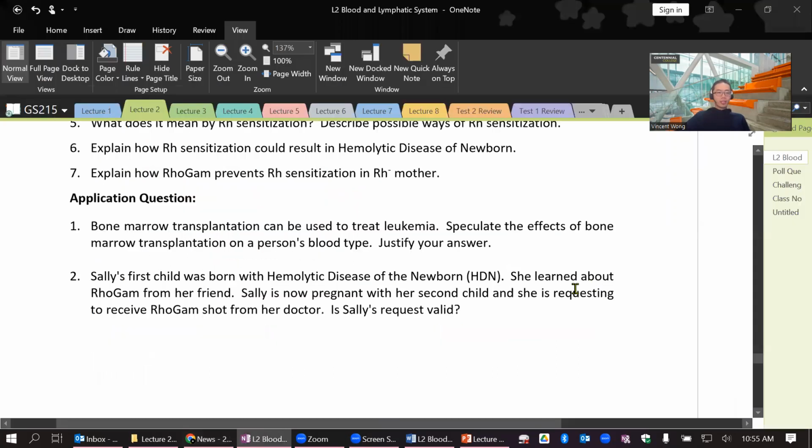So, application questions. Bone marrow transplantation can be used to treat leukemia. Leukemia is essentially uncontrolled cell division, often involving white cells. And so replacing the bone marrow will help it, right? Because you're replacing the stem cells, right? So, speculate on the effects of bone marrow transplantation on a person's blood type.